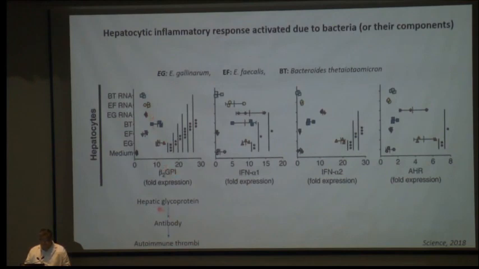So basically, this beta 2 GP1, a hepatic glycoprotein, is the one which, once released in the circulation, leads to antibody generation, and which can eventually lead to thrombi formation.